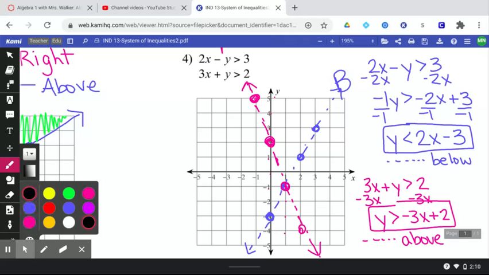All right, so we have created, and we're going above this line. So we have 3 sections of the graph. We're only shading one. Which one is below the blue and above the pink? Below the blue and above the pink would be section 3.